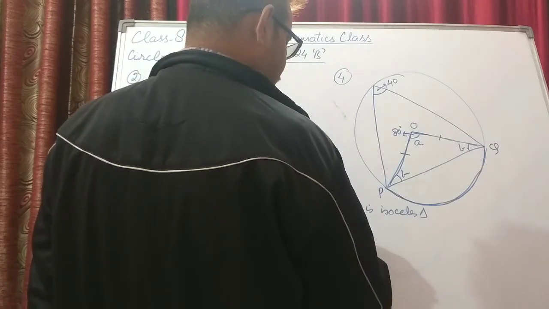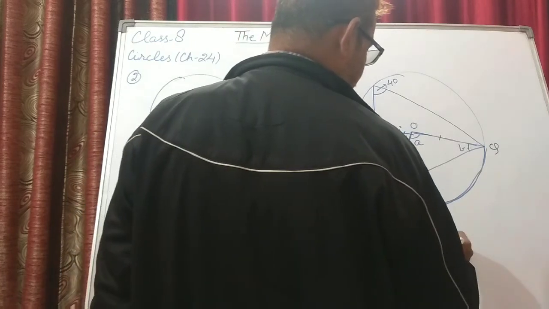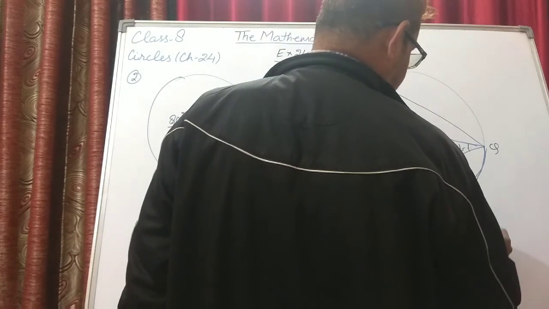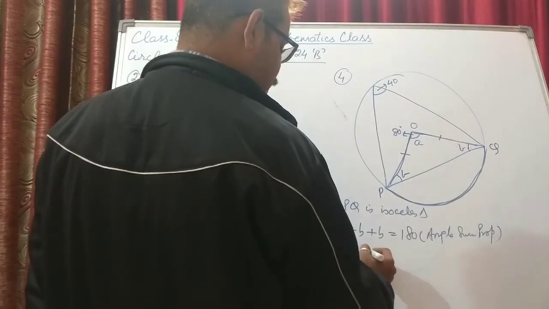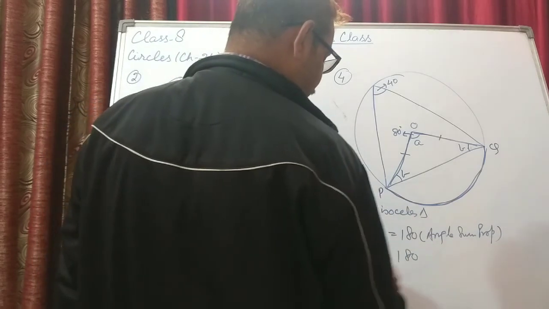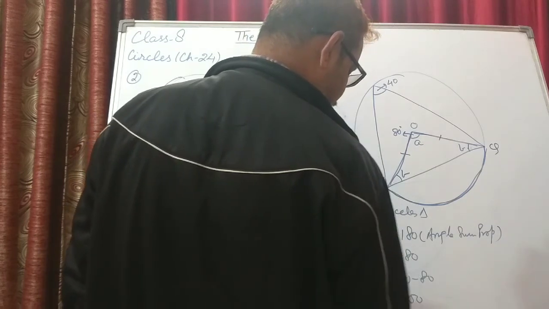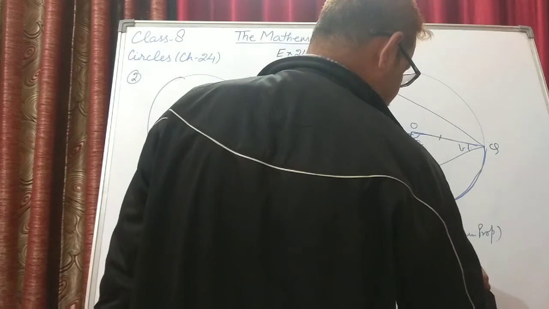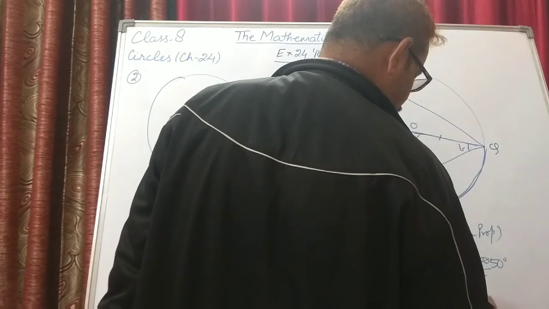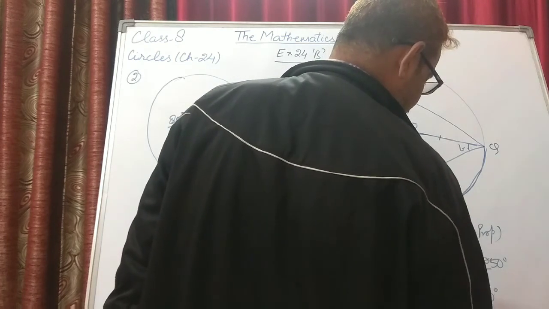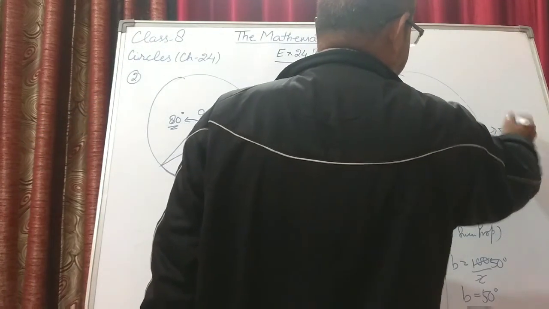So we can say A plus B plus B is equal to 180 according to the angle sum property. So A is 80 plus 2B is equal to 180. So 2B is equal to 180 minus 80, which is 100. So B comes out to be 100 upon 2, that is 50 degrees. So the value of B is 50 degrees. So we calculated the value of A is 80 degrees and the value of B is 50 degrees.